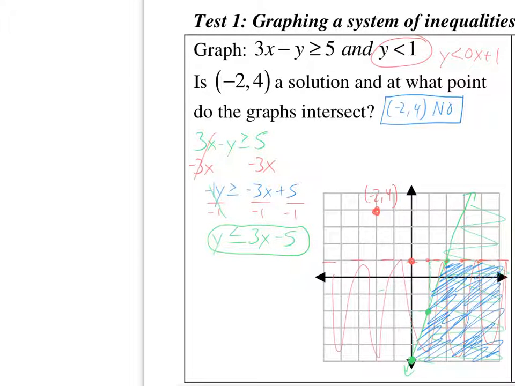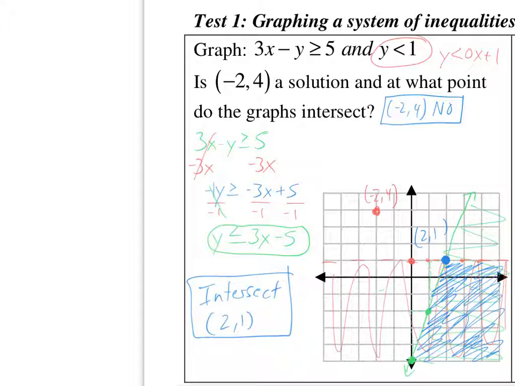Any coordinate down in this green, blue area would be a solution. Now there is another question to ask. Where do the graphs intersect? So I've got to look carefully. Can you see right here the graph is intersecting? Maybe let me do it in blue. See right there the graph is intersecting. I want the coordinate of that. What's that coordinate right there? Can you see it's 2, 1? So it intersects at 2, 1. Negative 2, 4 is not a solution.